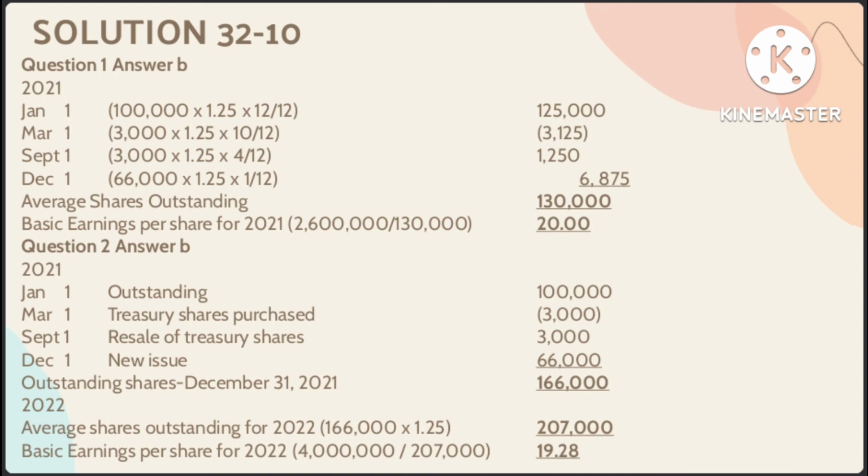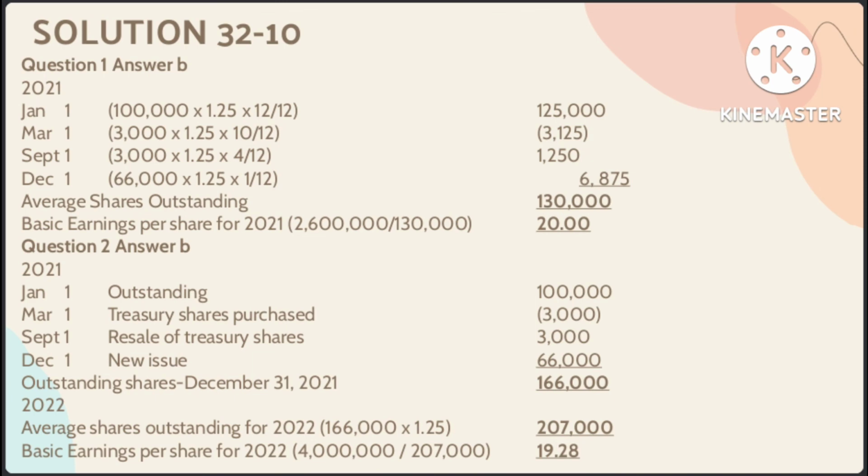December 1, we have 66,000 times 125% times 1 over 12, amounting to 6,875. Thus, the average shares outstanding amount to 130,000. Using the formula for the computation of basic earnings per share, net income over average shares outstanding, we have 2.6 million over 130,000, amounting to 20 pesos.